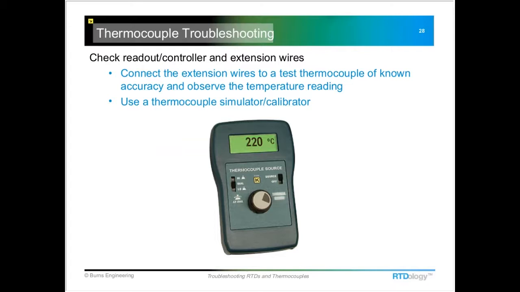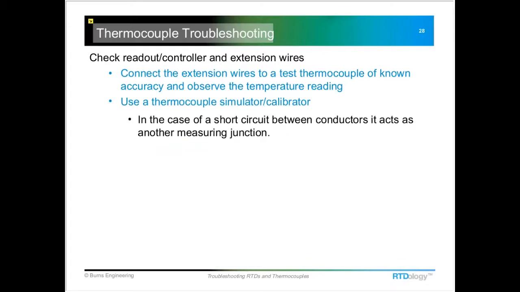Some other ways to check your thermocouple would just be to use a thermocouple simulator. You just hook this into your measurement loop and input a temperature and see if your control system is giving the same thing, and put the thermocouple back in and see if you're getting the same numbers. So just another way to quickly check.